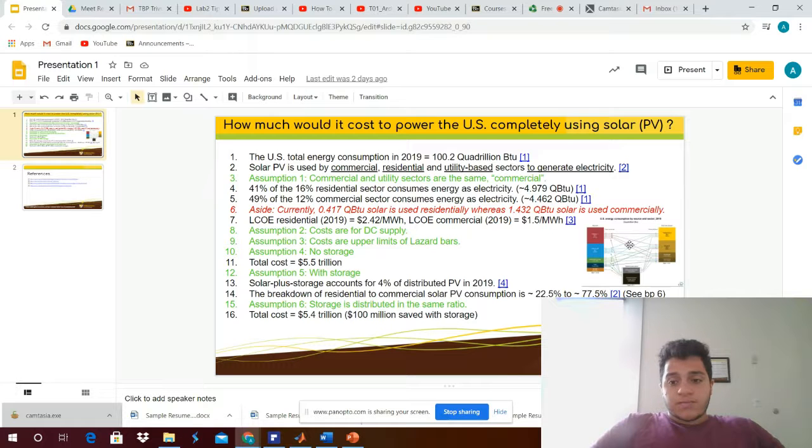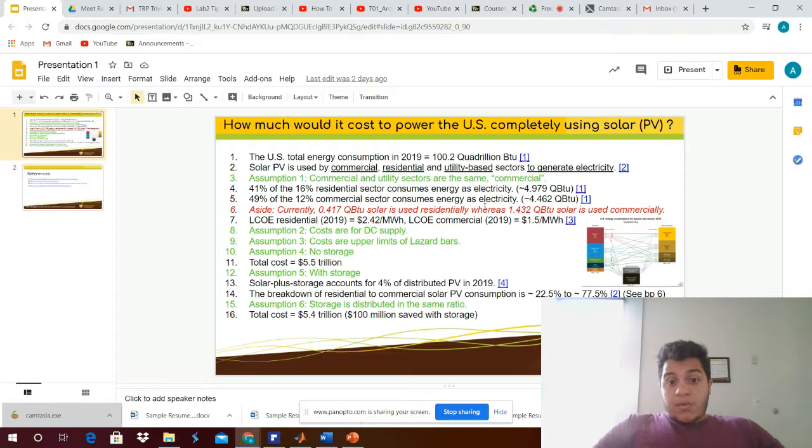And I would like, based on the picture to the right, to state that 41% of the 16% residential sector consumes energy as electricity, which is the amount shown to the right, and in the commercial sector, which forms 12% of all the energy sectors, 49% of that is consumed as electricity, which is also shown to the right.